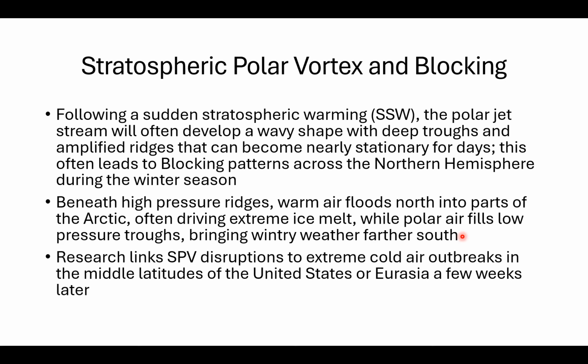That's a case of where we had a very deep trough in place, extremely below normal temperatures. And then we had moisture overrunning those very cold temperatures at the surface, resulting in unusual winter weather further south, points that aren't accustomed to it. Now, research does link the stratospheric polar vortex (SPV) disruptions to extreme cold air outbreaks in the middle latitudes of the United States or Eurasia a few weeks after the event.